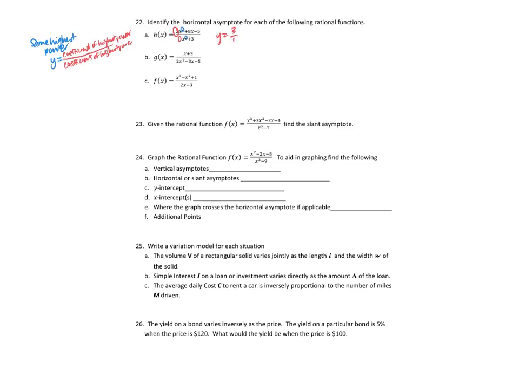For the next one, I can see that this is linear on top, x to the first, and this is x squared here. And so the power is higher on the bottom. Highest power of x is on the bottom. And what that means is that our horizontal asymptote is going to be y equals 0. Okay.